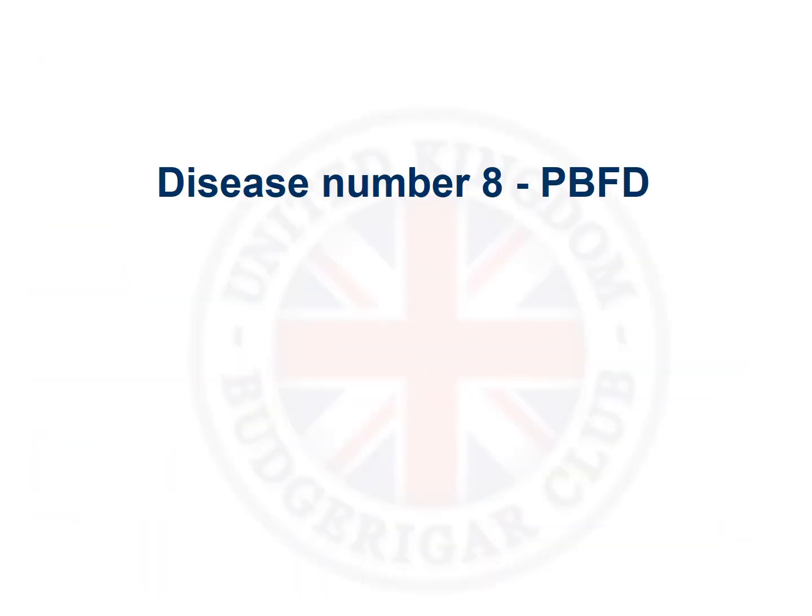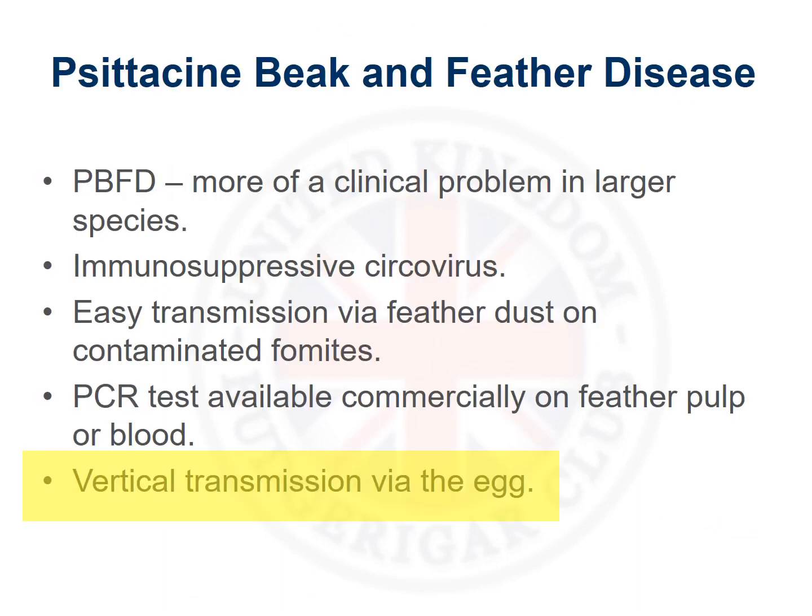Okay, the 8th disease we are concerned about here is psittacine beak and feather disease. This actually is more of a clinical problem in larger species. It's an immunosuppressive circovirus transmitted by feather dust all over the place. Again, you've got commercial PCR tests available, but vertical transmission is also relevant for psittacine beak and feather disease.